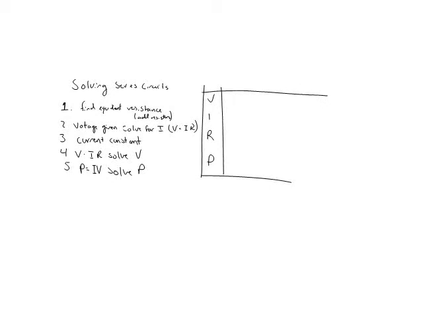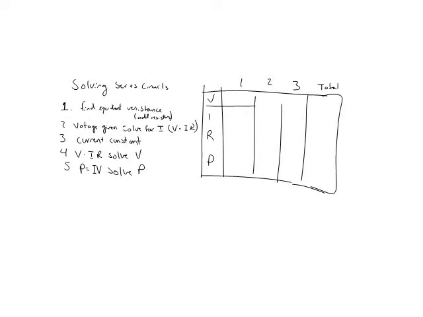And across the top here we have the numbers of resistors in your circuit. So if you have 10 resistors, you're going to have 10 columns. If you have 3 resistors, you're going to have 3. So let's say that we have 3. So you have one for each resistor and the total.